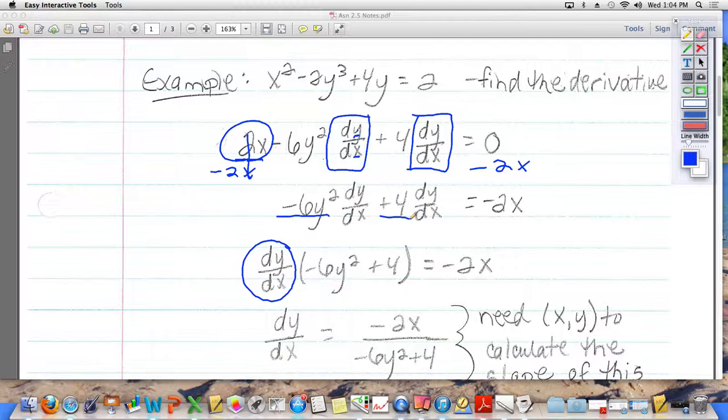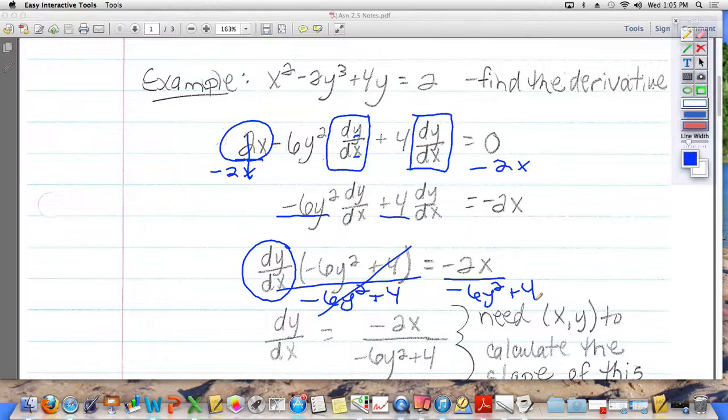All right, we still have a negative 2x over here on the right-hand side. Remember, our job is to figure out what is dy dx. Well, right now, dy dx is being multiplied by negative 6y squared plus 4. How am I going to get rid of these two things being multiplied? You're going to divide. So you're going to divide this side by negative 6y squared plus 4. They cancel out. Divide the other side by negative 6y squared plus 4. So you are left with, this is all gone. All we have left is dy dx equals negative 2x over negative 6y squared plus 4.